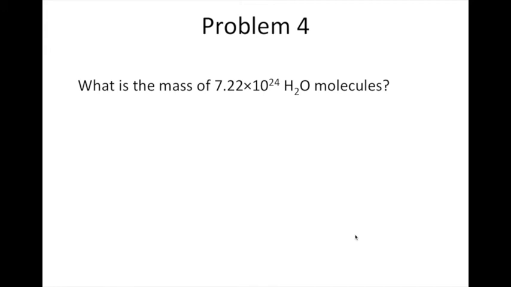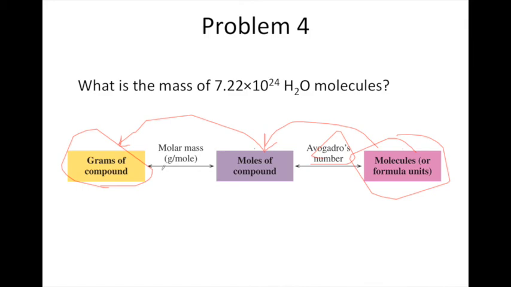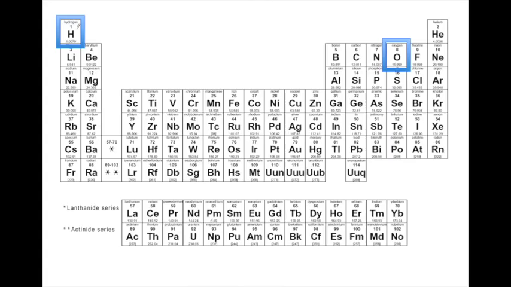Okay, let's keep going. Let's try another one. Pause the video and give this one a try. Okay. So here, what is the mass? So we're given 7.22 times 10 to the 24th molecules of water. What is the mass in grams? So we want to convert our molecules into moles using Avogadro's number as our conversion factor, and then moles into grams using the molar mass of water. Molar mass of water, we get hydrogen times 2, oxygen times 1, add those together.